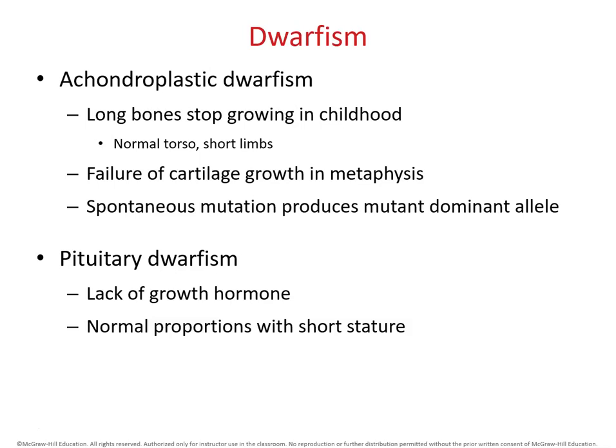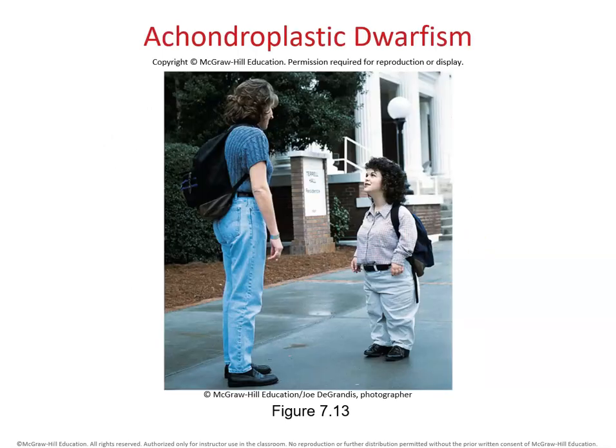The other type of dwarfism is called pituitary dwarfism. We call it pituitary dwarfism because it's caused by a lack of growth hormone, and growth hormone is synthesized by the pituitary gland. When somebody has pituitary dwarfism, they look like a miniature person. Their proportions are normal. They don't have short limbs compared to their torso. So that's how we would distinguish between the two types of dwarfism. So I'm sure you guys have seen individuals with achondroplastic dwarfism. Their torso is normal size, but their limbs are significantly shorter.